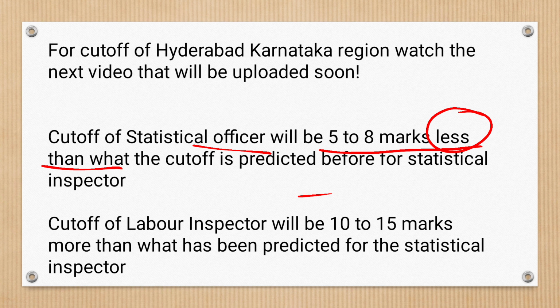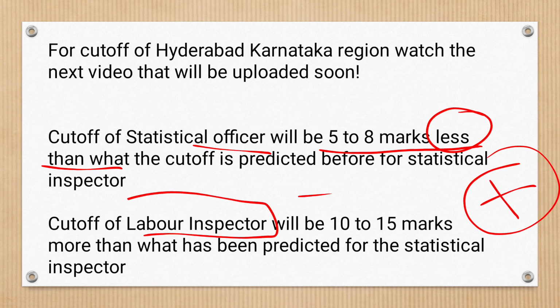And this post is being specifically for the separate PG candidates. The number of students are very less. So that means for each and every post the number of competition is less. And cutoff of labor inspector will be 10 to 15 marks more. Do remember labor inspector will be at the highest edge. As the number of posts are only 18, cutoff will go very high.